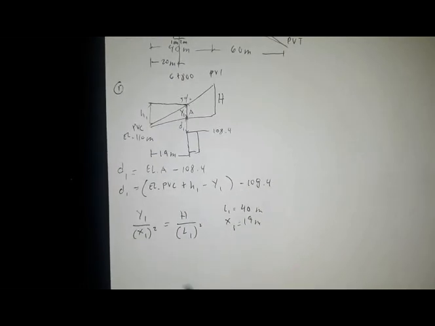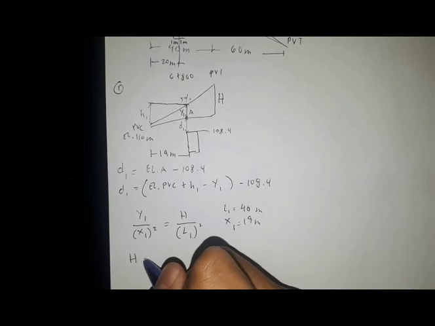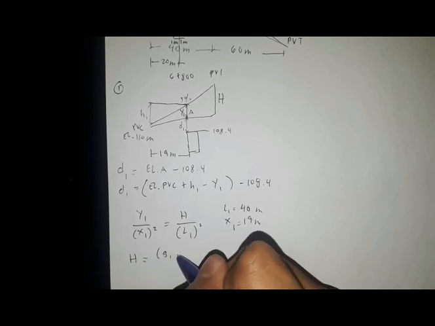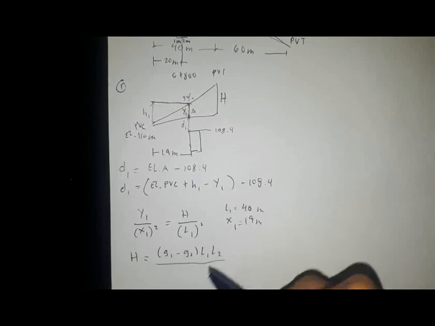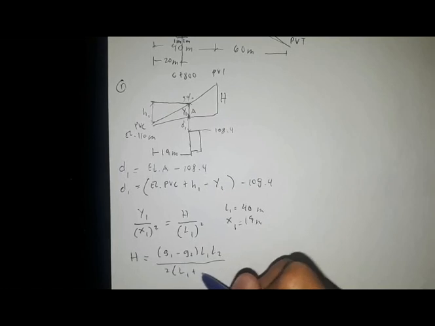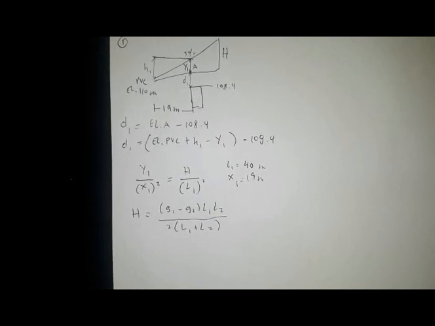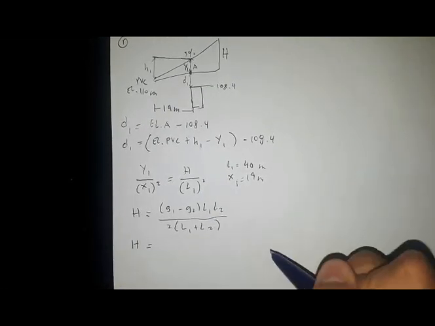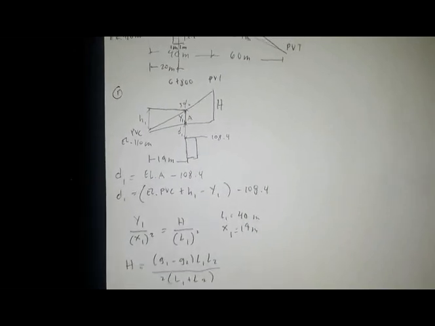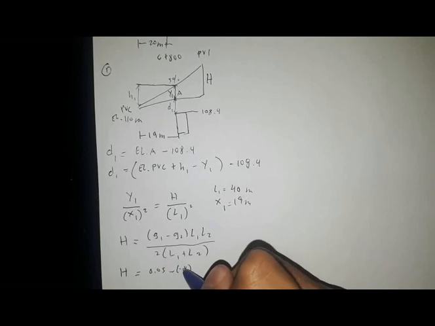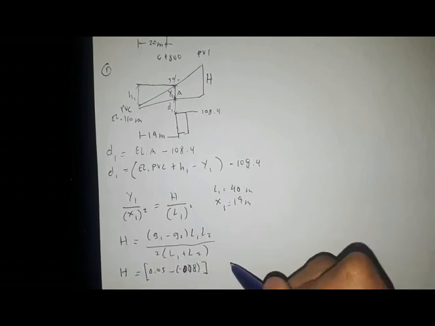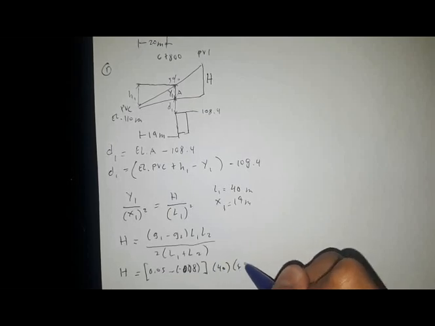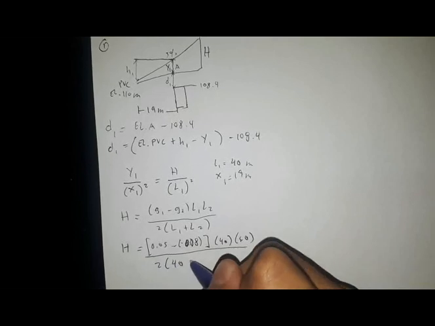Then we solve for the value of h using the formula that we derived. We have h equals G1 minus G2, multiplied by L1 L2 over 2 times the quantity of L1 plus L2. So by substitution, we have h equals G1 is positive 5% minus negative 8, or 0.08, multiplied by L1 of 40 and L2 of 60 over 2 times 40 plus 60.